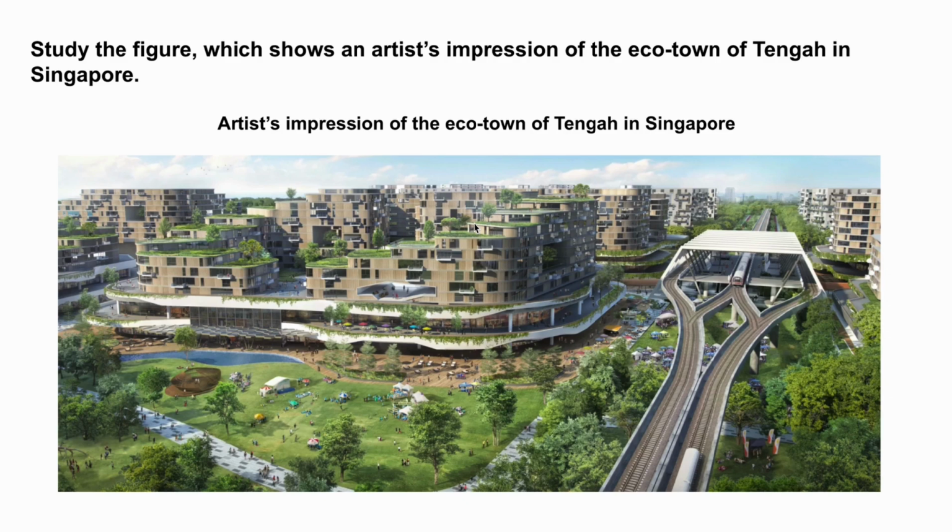So in this case, if you look at a very zoomed out photo and you are asked this question, explain how the design of Tengah contributes to sustainable neighborhoods or sustainable towns. There are many elements that you can talk about. So to specify the element that you're talking about, you might want to locate it exactly in the photograph.